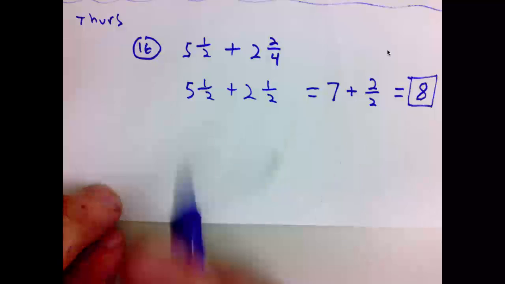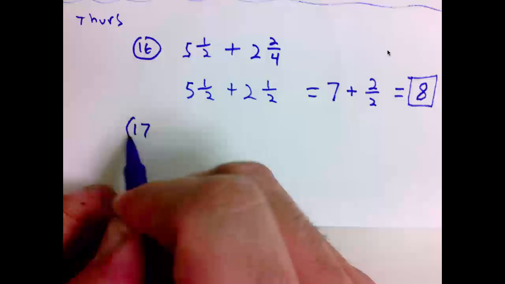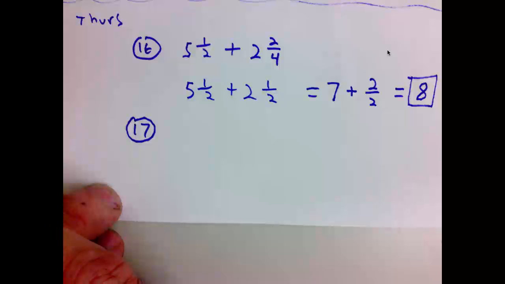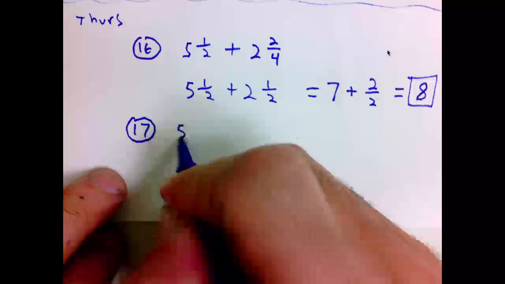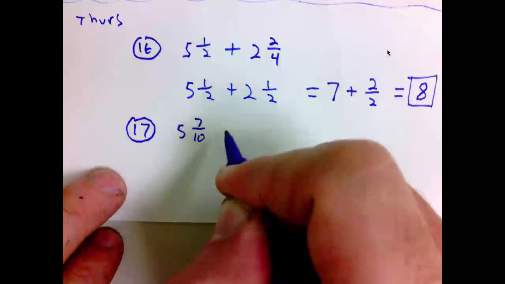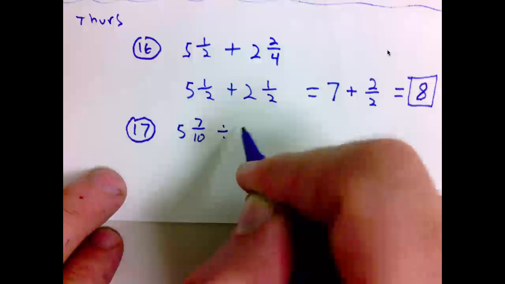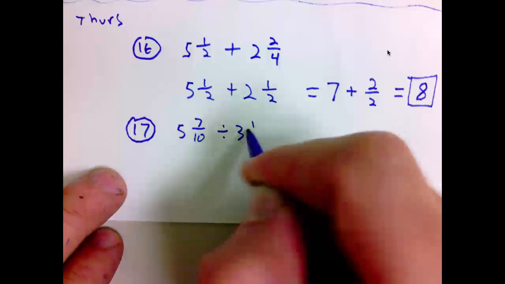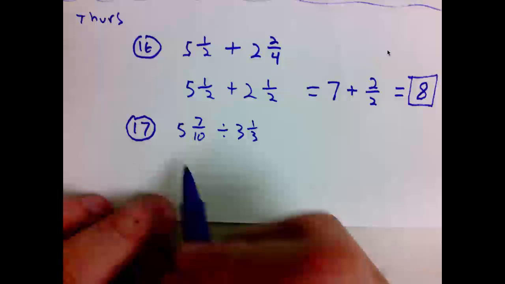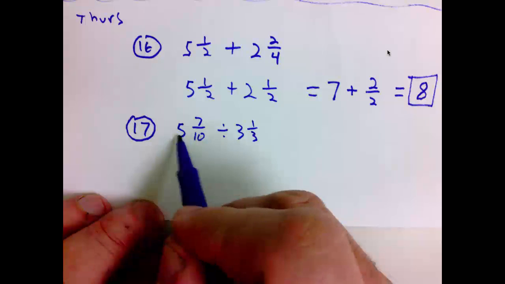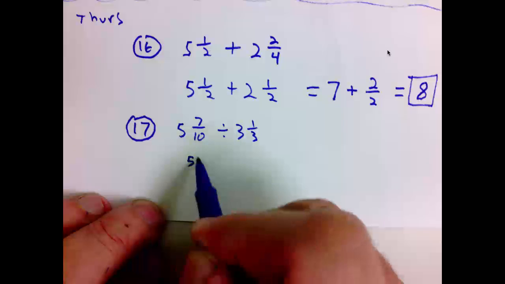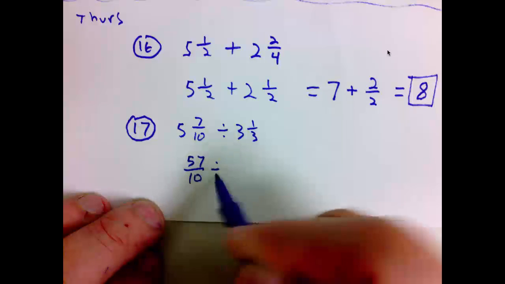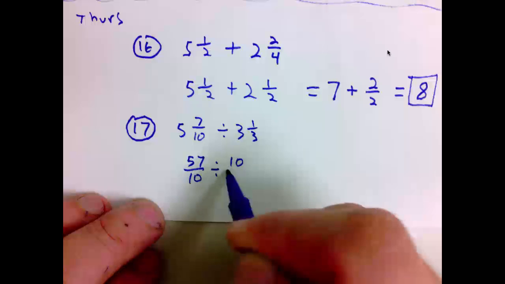Lastly, let's look at number 17. Seventeen says 5 7/10 divided by 3 1/3. First, converting to improper fractions. 5 times 10, 50 plus 7, 57 over 10. Divide by 3 times 3, 9 plus 1 is 10 over 3.